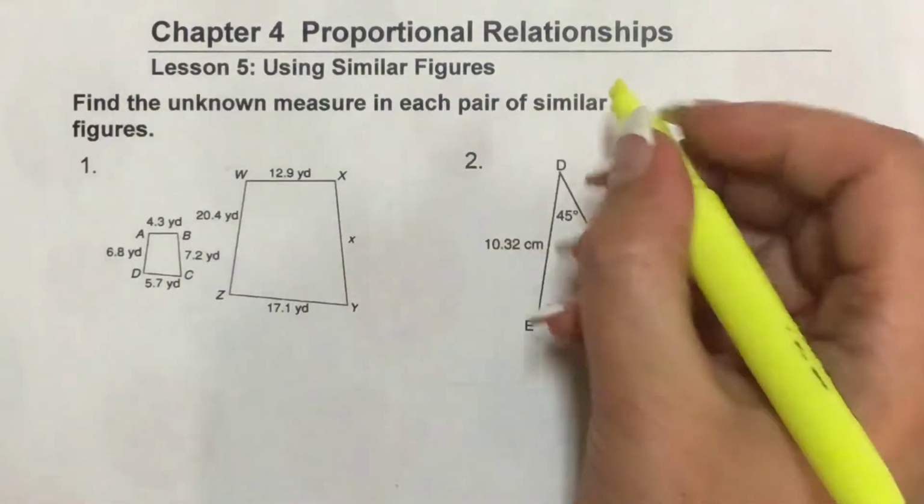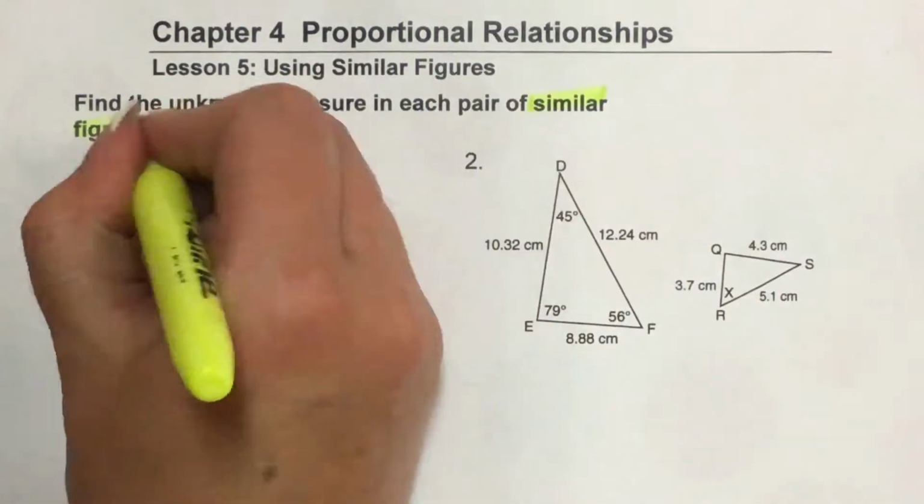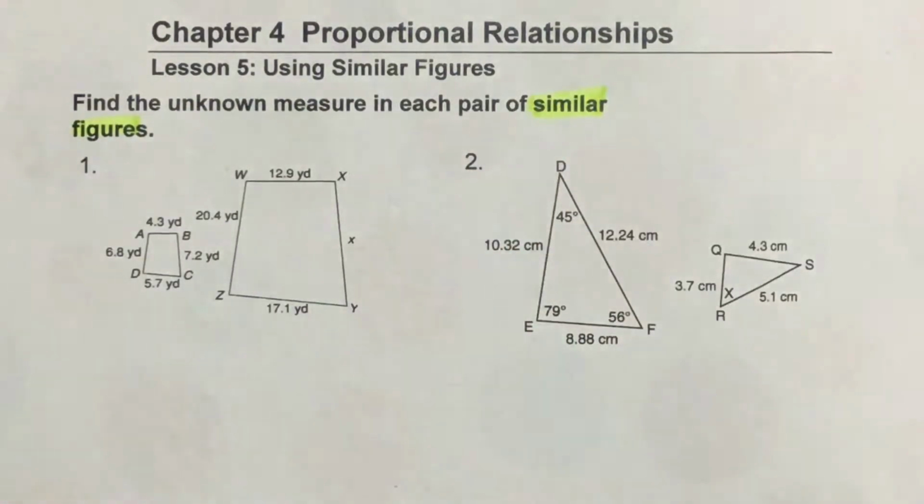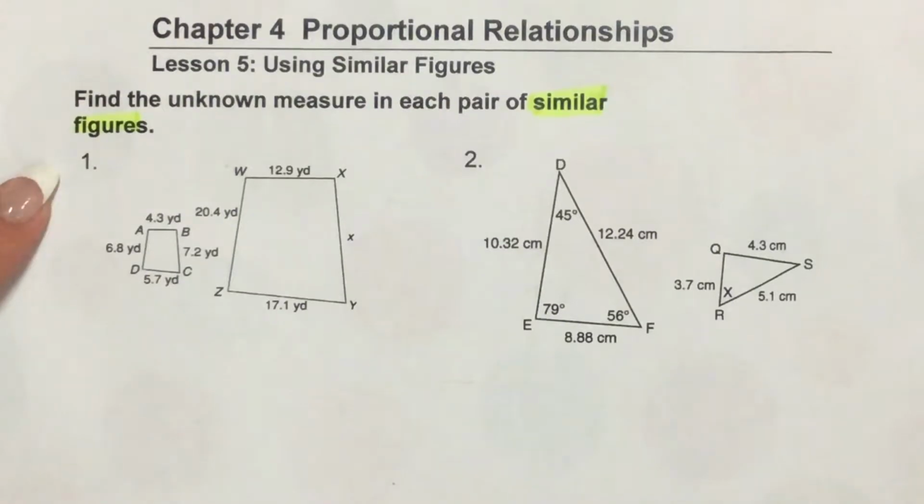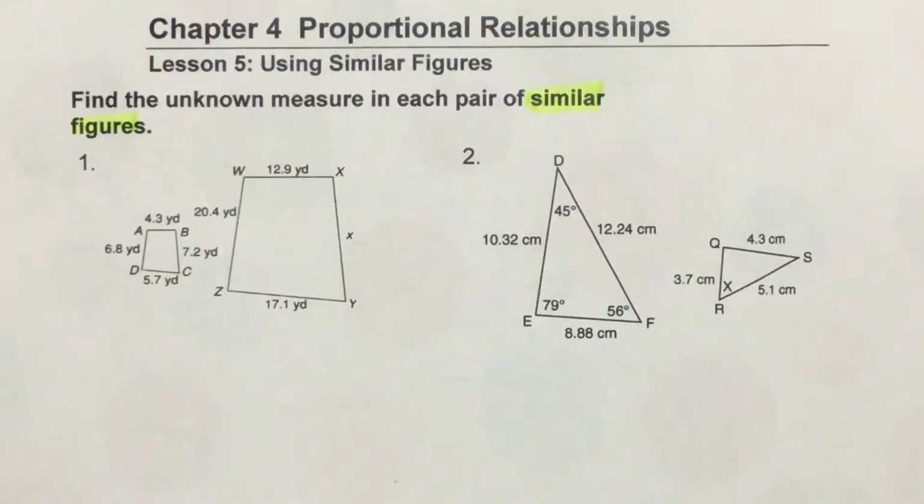The fact that it tells you similar figures means that you can find unknown sides because you can use proportions to figure out the unknown sides, and you can also find the unknown angle measures because whenever you have similar figures, all of the angles are exactly the same measure. So I want you to go ahead and start with 1 and 2. Try those on your own, and we will see you in a little bit.